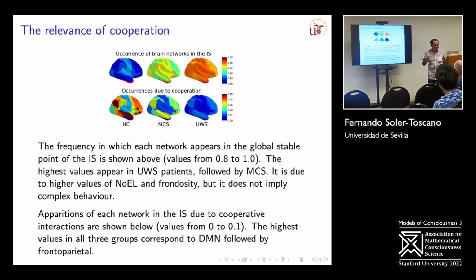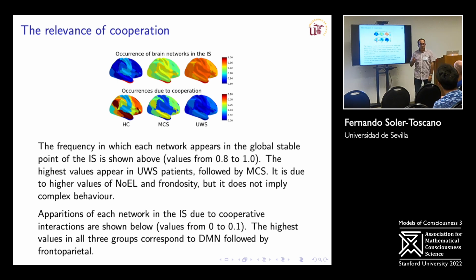How frequently a particular network appears in the global stable solution. And in all cases, this is the average of all healthy controls, the average of all patients in minimally conscious state, and the average of all patients in unresponsive wakefulness state. The value is very high in any case because the values go from 0.8 to 1, so the value is very high.